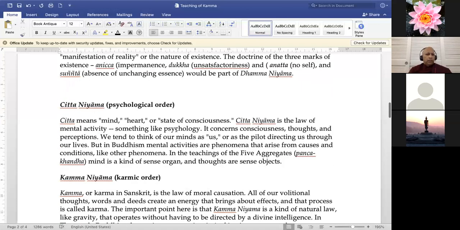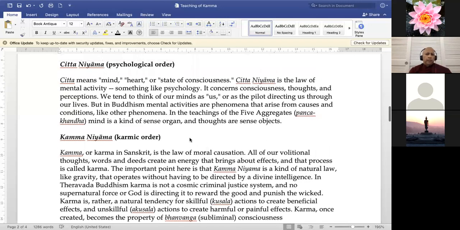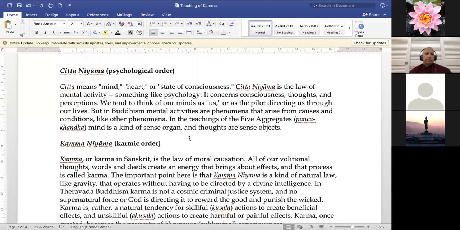Next one is Karma Niyama, karmic order. Karma, or kamma in Pali, is the law of moral causation. Everything has cause and effect. Everything is a result of causes and conditions.